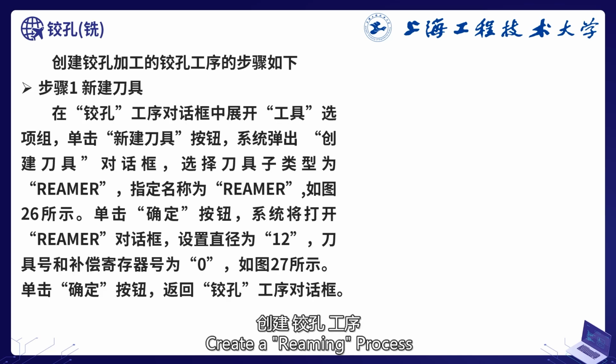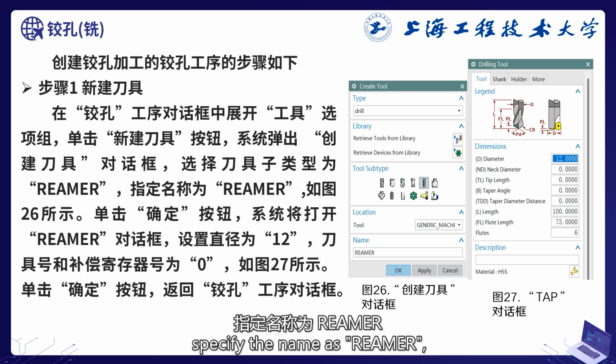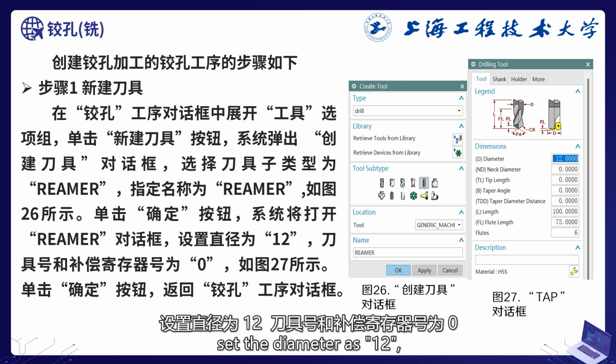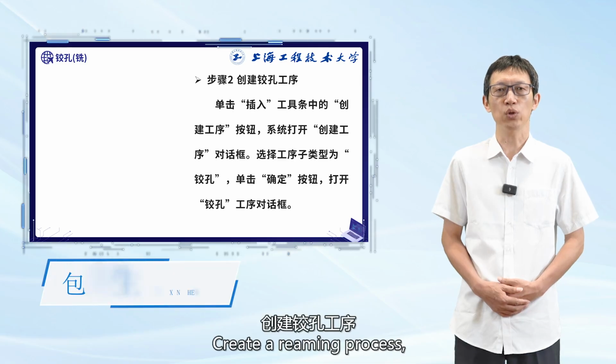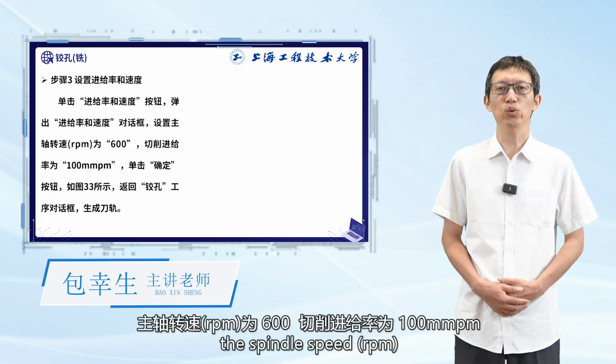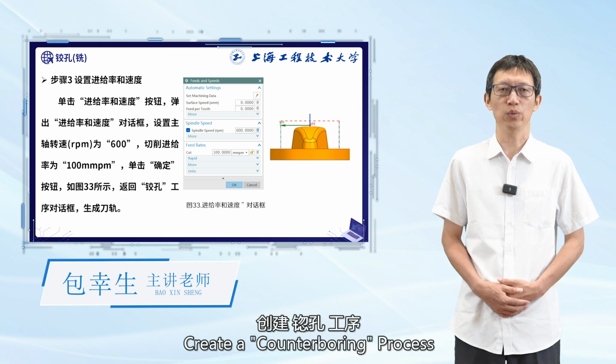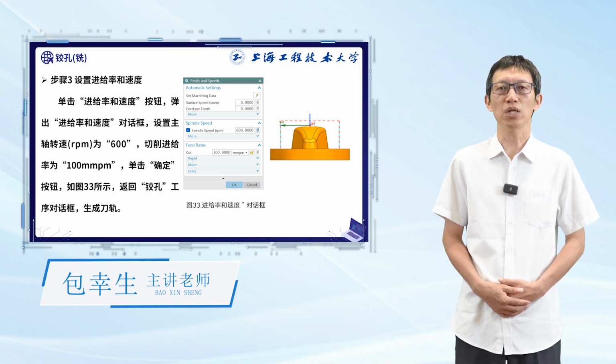Create a reaming process. Create a new reaming tool. Select the tool subtype as reamer. Specify the name as reamer. Set the diameter as 12 and the tool number and compensation register number as 0. Create a reaming process. Select the process subtype as reaming. Set the feed rate and speed. The spindle speed is 600 revolutions per minute, and the cutting feed rate is 1000 mm per minute. Generate a tool path.